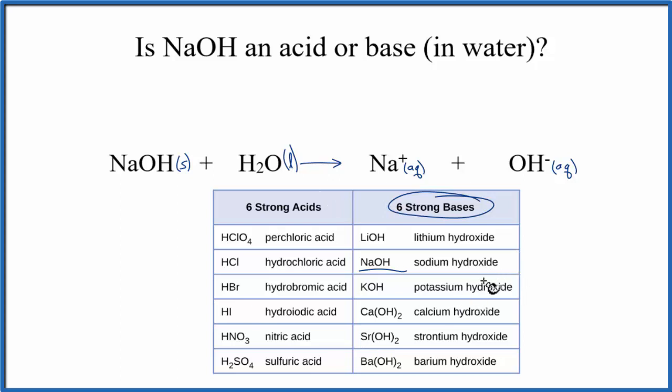So in short, we put our NaOH in water, it dissolved, we got hydroxide ions, that tells us it's going to be a basic solution.